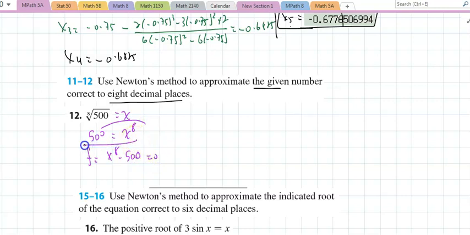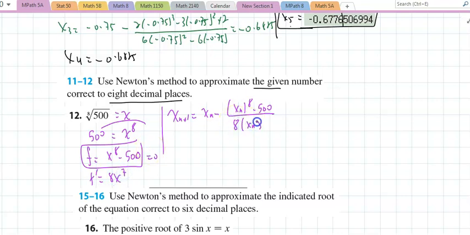Well, there's my function. To write the formula now, x sub n plus 1 is x sub n minus f of x sub n, that's x sub n to the 8th minus 500, divided by the derivative of that. Isn't that 8x to the 7th? 8 times x sub n to the 7th. That's all I have to do.